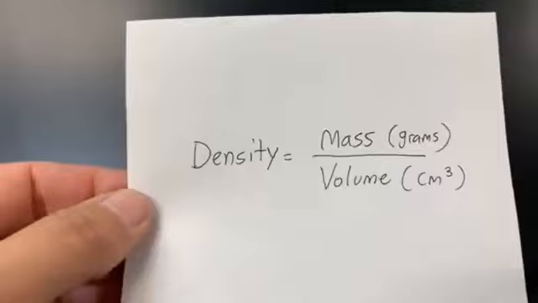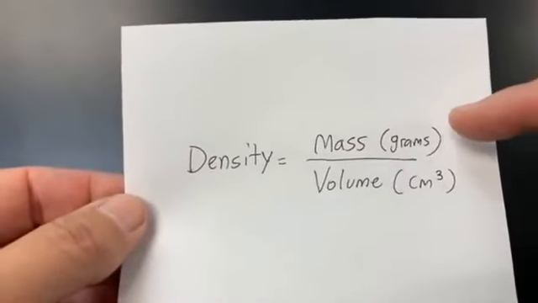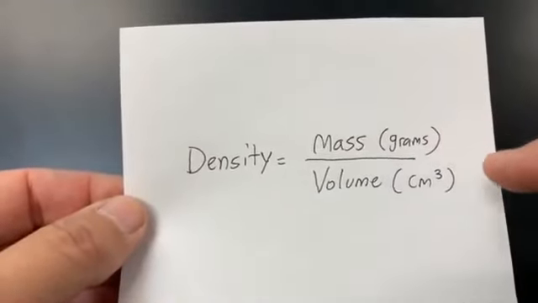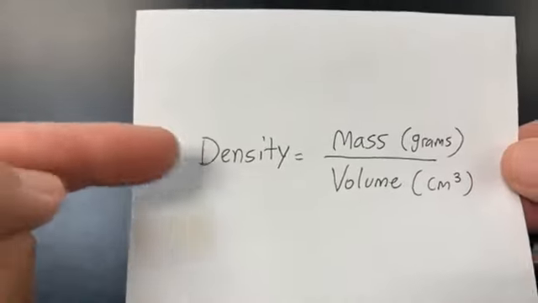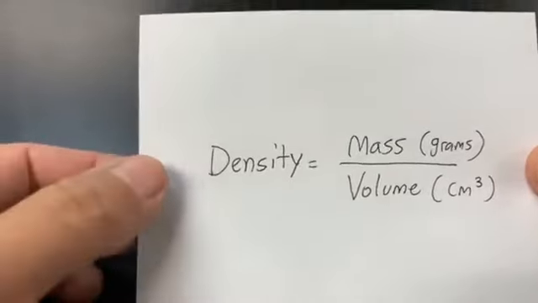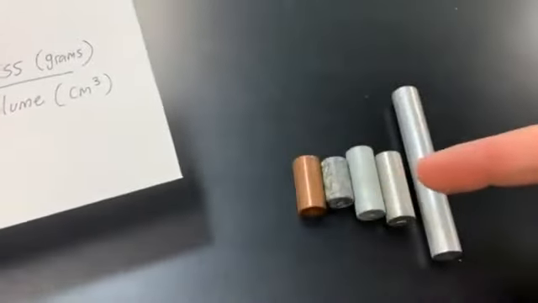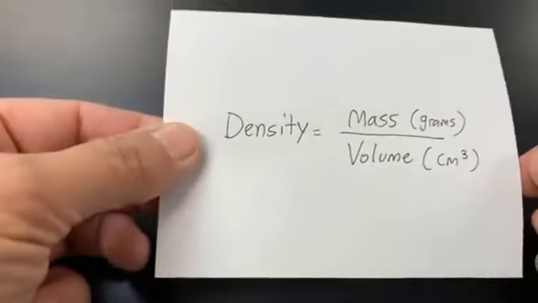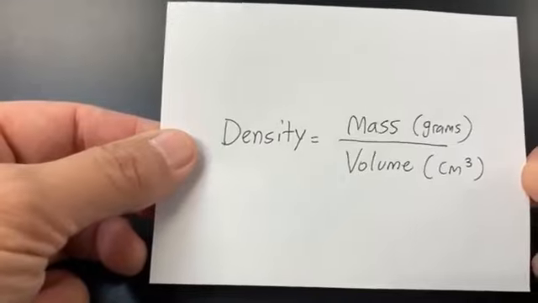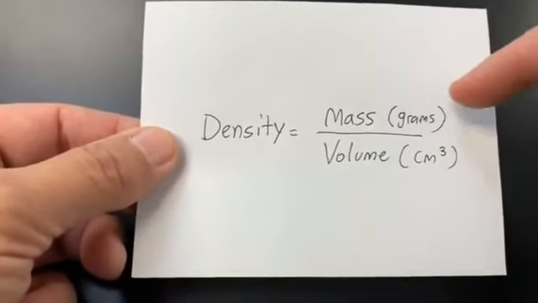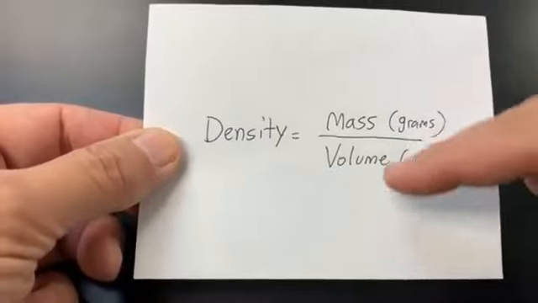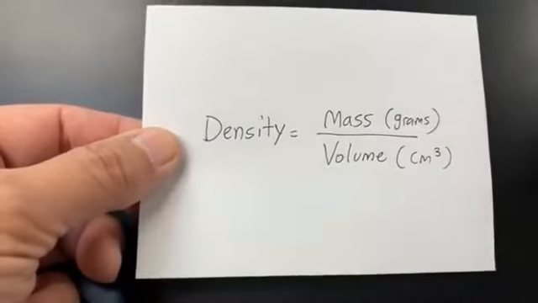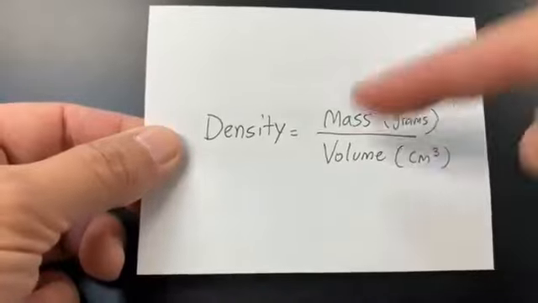So the question is, if the masses are all about the same and the volumes are all different, what does that do to the density? Do you think the density is the same for all of these? Or do you think the density might be different? Well, actually, because the masses are the same and the volumes are different, if either one of these is different, then the density is different. So the density of all of these metals are different.